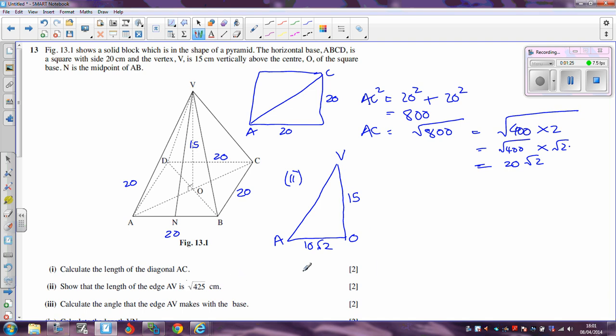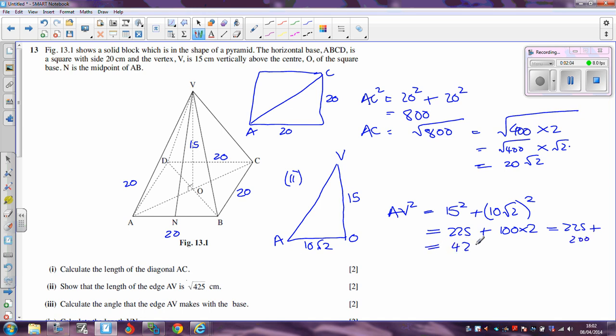Okay, now to show that the length of AV is root 425, I'm going to use Pythagoras again. So AV squared is going to be 15 squared plus 10 root 2 squared. That's 225. If you square 10 root 2, you have to square the 10, which gives you 100. You square the square root of 2, and that just comes out as 2. So what you're doing is 225 plus 200, which is 425, which means that AV is equal to the square root of 425. That's probably the neatest way.